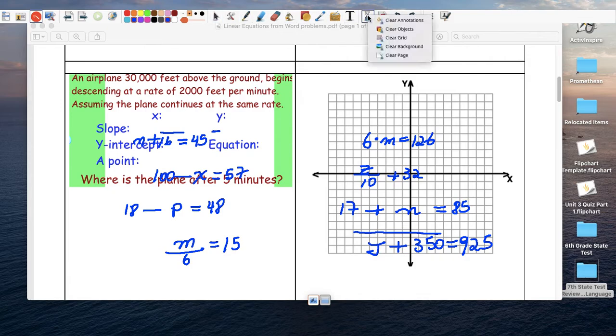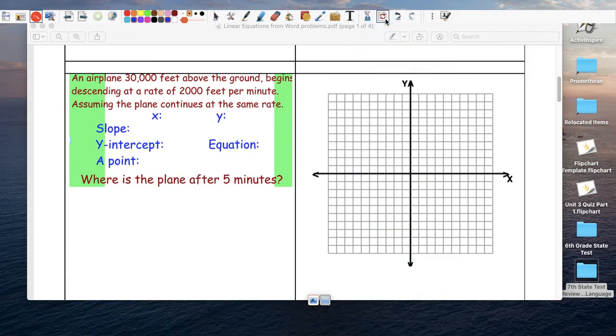Here is going to be accuracy, depending on how my pen works here. So we have an airplane, and it's at 30 feet above the ground, and we're going to start the clock right now. So at 0 minutes, it's at 30 feet. So we can start filling some of this stuff down. So X would be minutes, right? Because we're talking about an airplane descending.